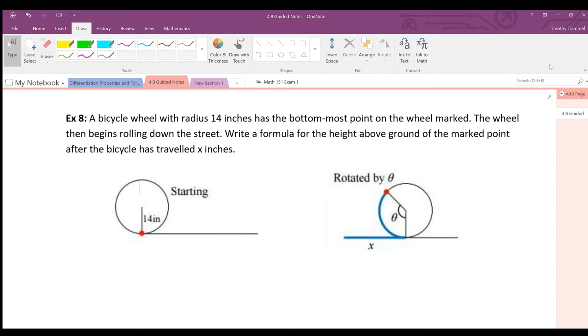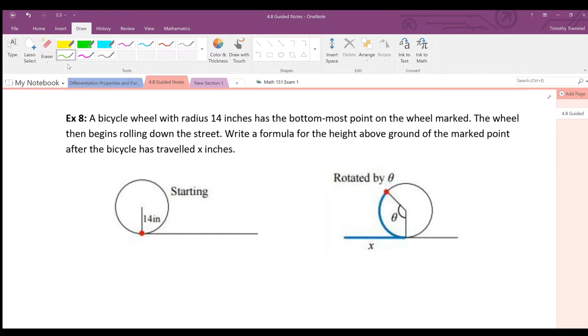Example 8. A bicycle wheel with radius 14 inches has the bottommost point on the wheel marked. The wheel then begins rolling down the street. Write a formula for the height above the ground of the marked point after the bicycle has traveled x inches. Okay. Now, here's the trick to this question.